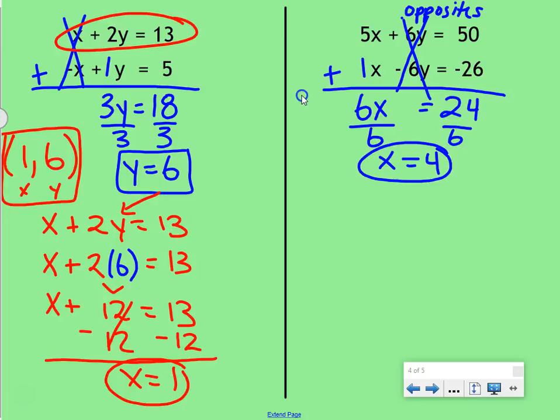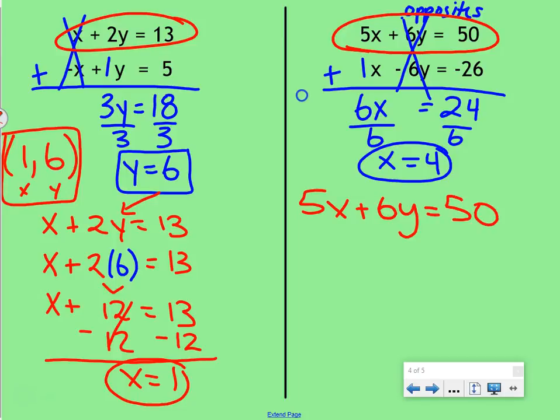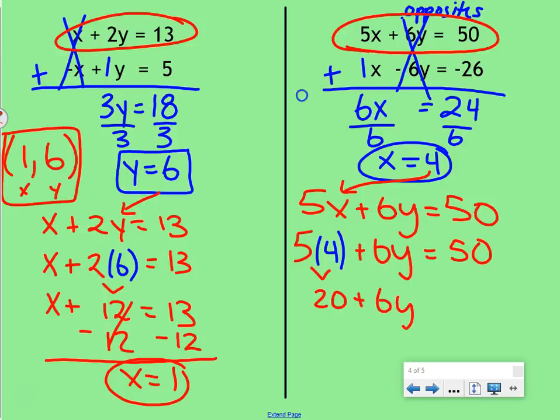Last step, figure out what y is. Pick one of those equations. I'm going to take that first equation: 5x plus 6y equals 50. Make the substitution for x, so 5 times 4 plus 6y equals 50. 5 times 4 is 20, plus 6y equals 50.